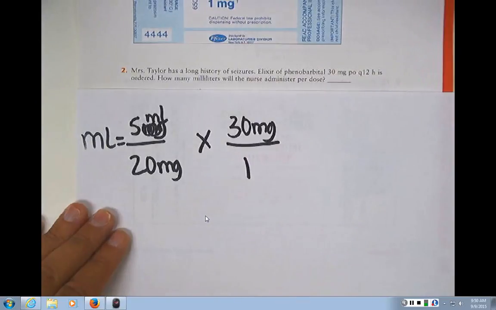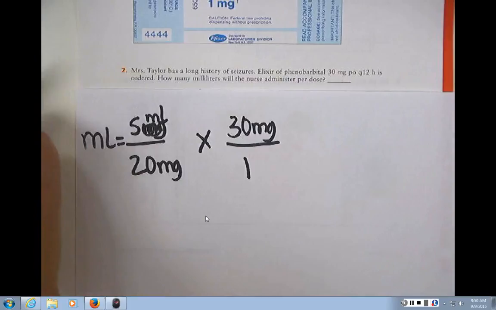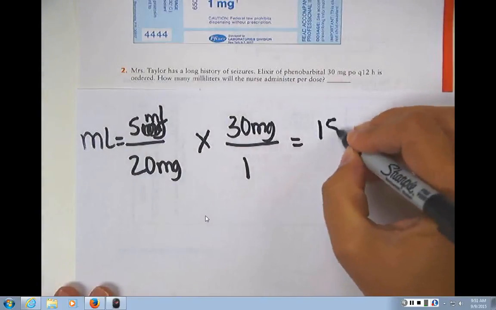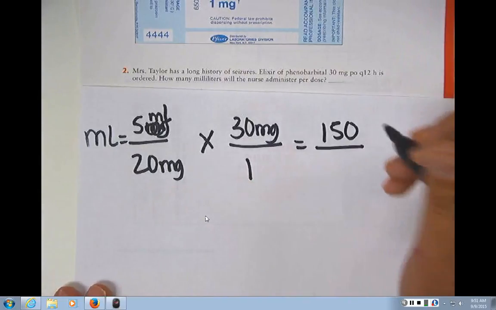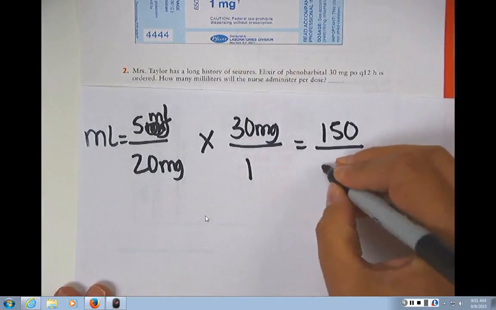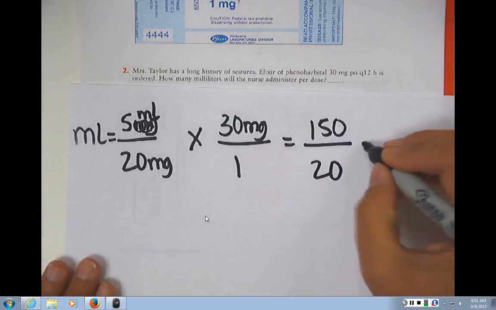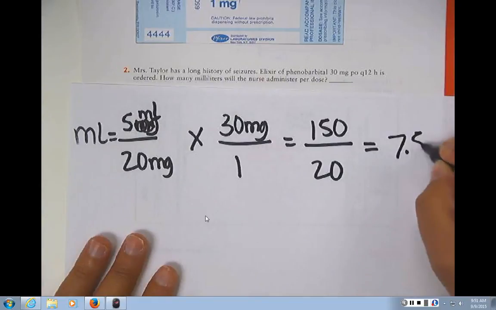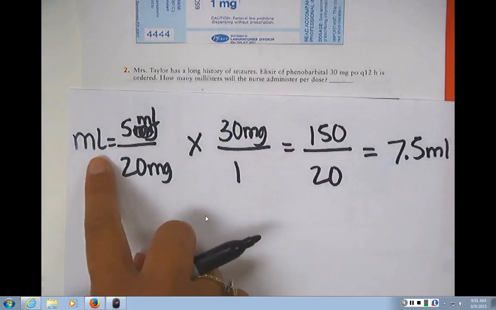So I'll multiply straight across. 5 times 30 is 150. And 20 times 1 is 20. So I have 150 over 20, and I'm just going to divide that. So 150 divided by 20 is 7.5 mLs. So that's how I set that up. I'm solving for milliliters.